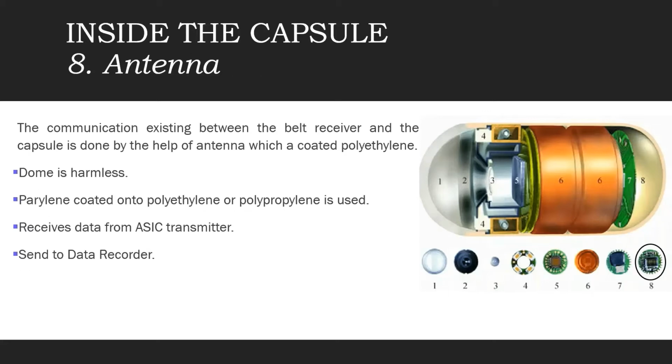The last part is the antenna. The communication between the belt receiver and the capsule is done with the help of the antenna, which is coated with polyethylene. The dome of the antenna is harmless. In the antenna, parylene coated onto polyethylene or polypropylene is used. The antenna receives data from the ASIC transmitter and sends it to the data recorder.